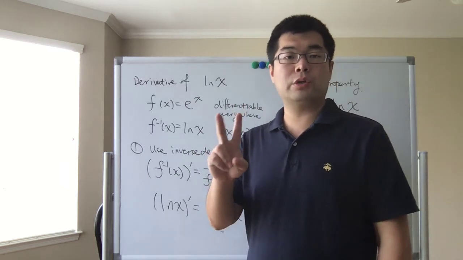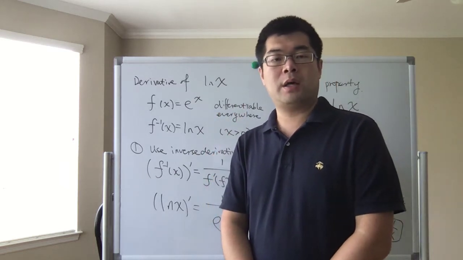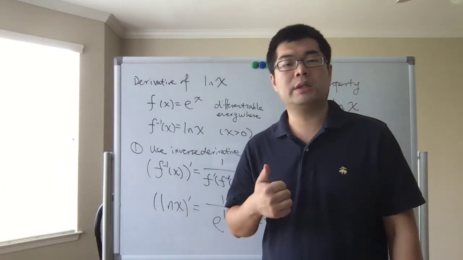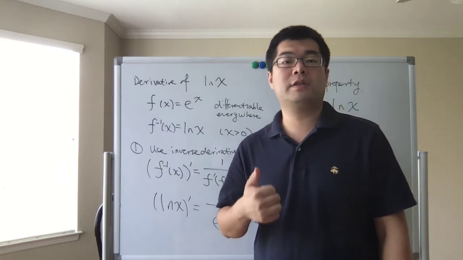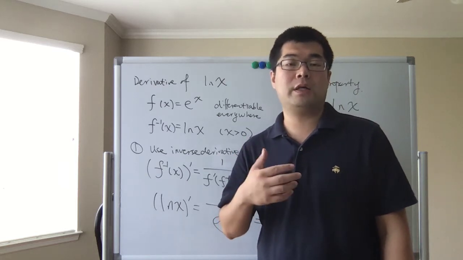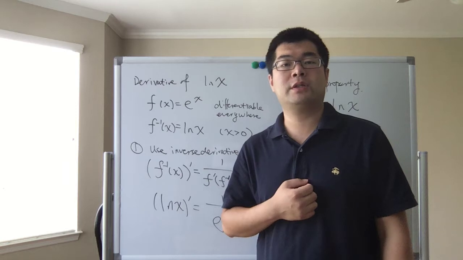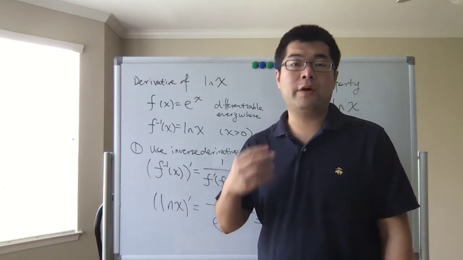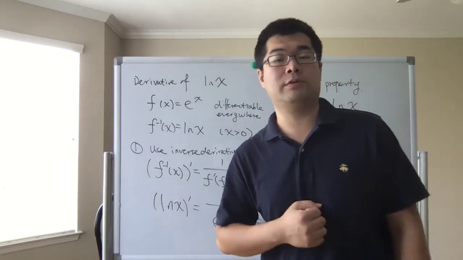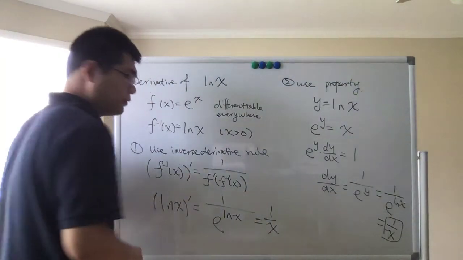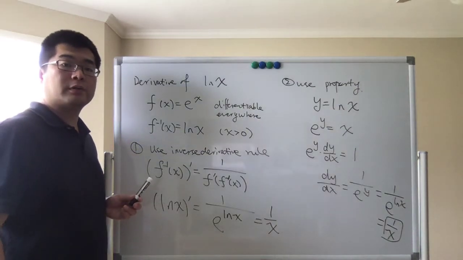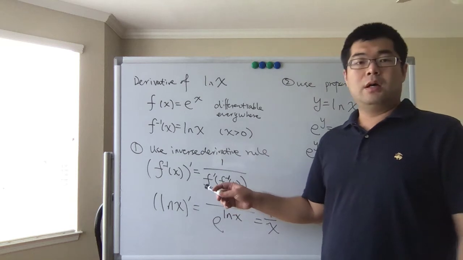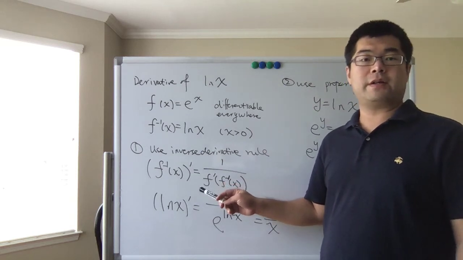So I'm going to show you two ways. And the first way is to treat ln of x as the inverse function of the natural exponential function and use the derivative rule for inverse functions to figure that out, okay? So the derivative rule for the inverse, I think maybe this part, the line is better. So the derivative rule for inverse function is defined as this.